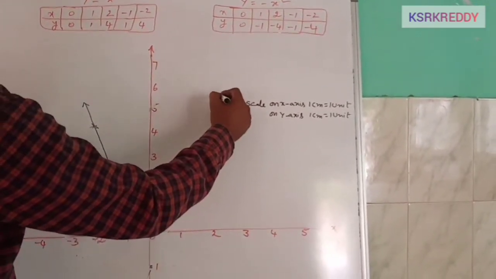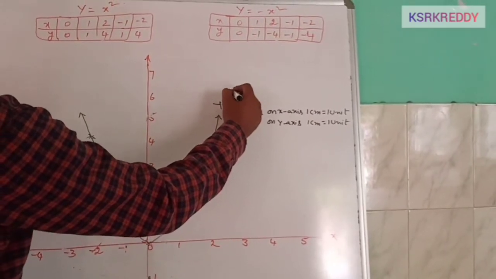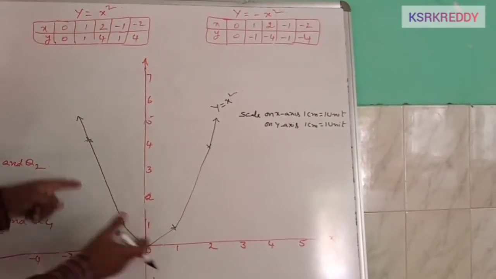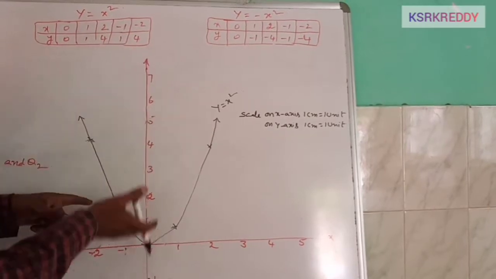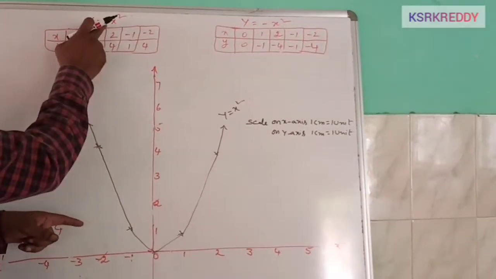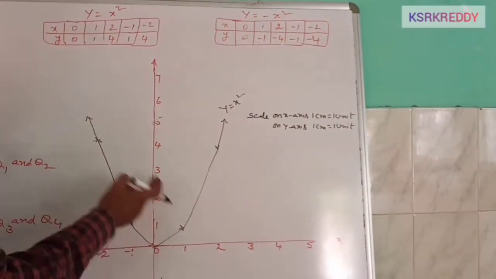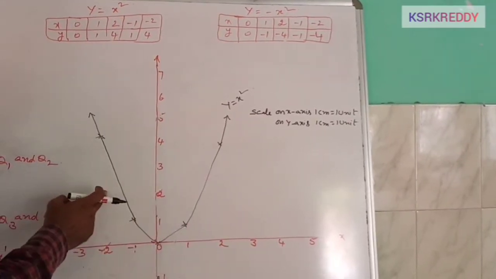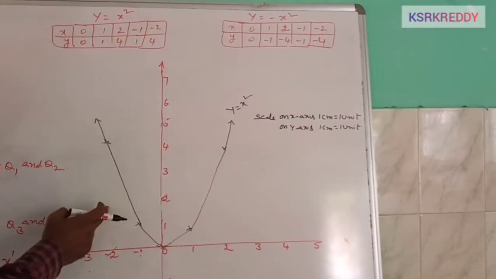What is this? y equal to m x square. It is a parabola. It is symmetric about the y-axis in the positive direction because m is positive. So it lies in coordinate 1 and coordinate 2.